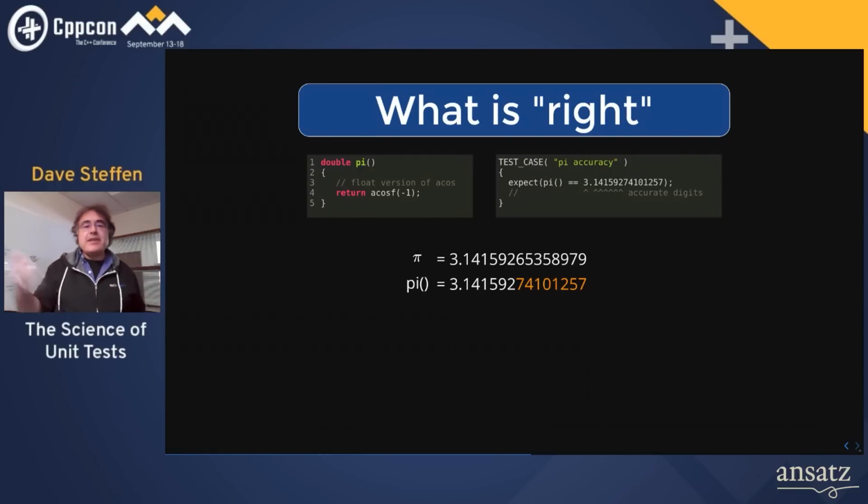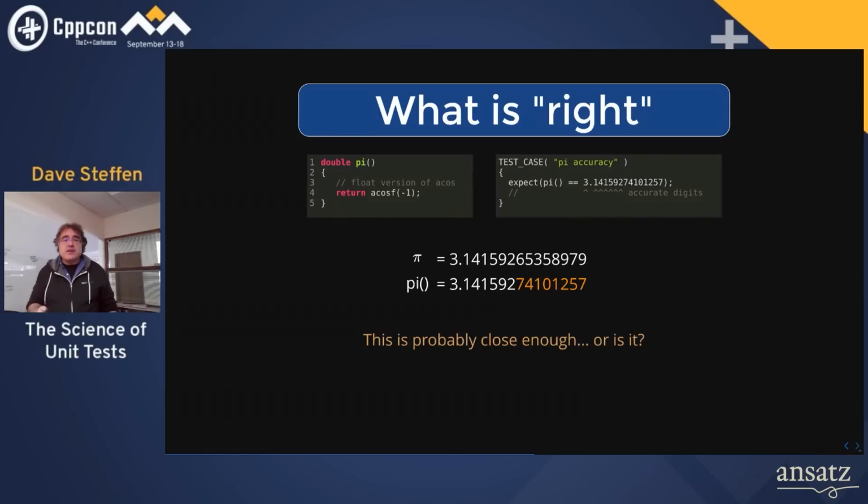We compute it by taking the arc cosine of -1. Notice that there's an f at the end: acosf, right? That's single precision floating point, okay? So the answer is only correct to 7 decimal places, about what you expect, right? 3.141592 is correct, that 7 is wrong. But if it's some real computation, you don't know what the answer is, this is probably good enough.